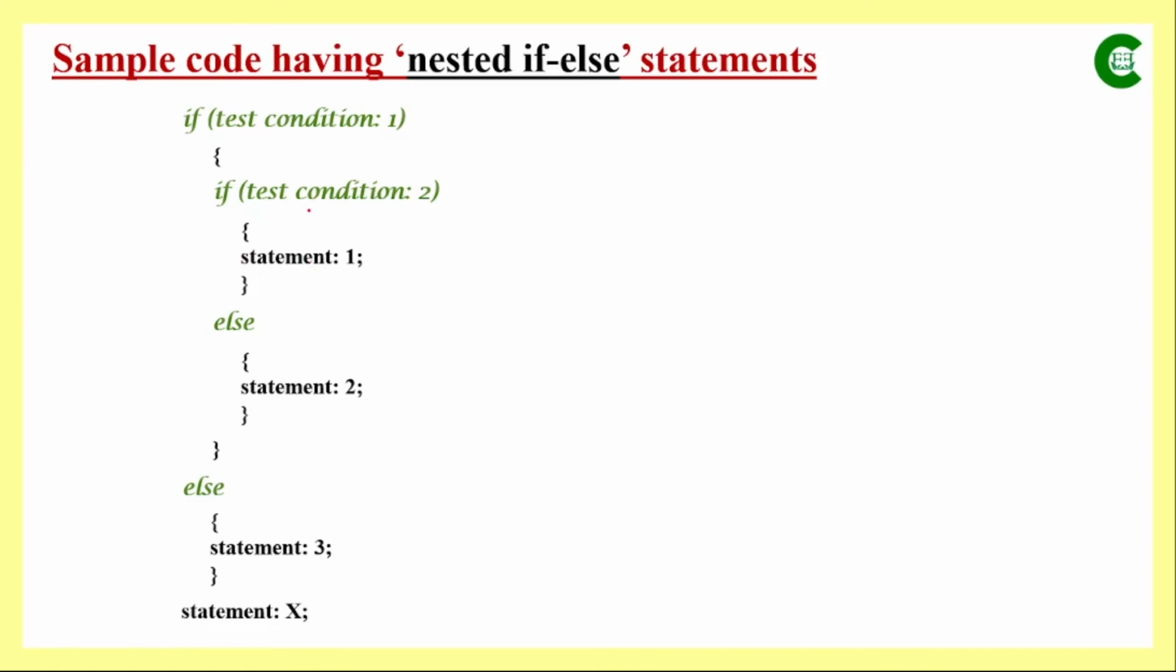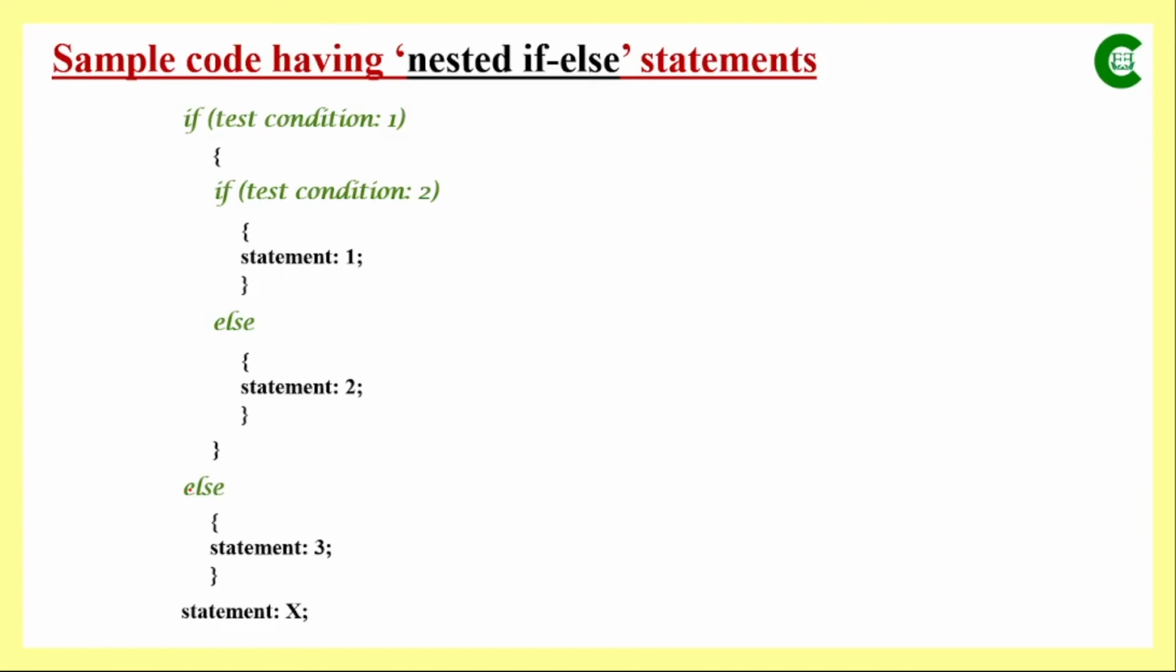But if the result of this second condition is false, then the program flow will skip the execution of this statement and go to the else part and execute statement 2. But if the result of the first condition itself was false, then it will skip this piece of code where we are checking the second condition, and based on that either statement 1 or statement 2 was executed. So it will skip statement 1 and statement 2.